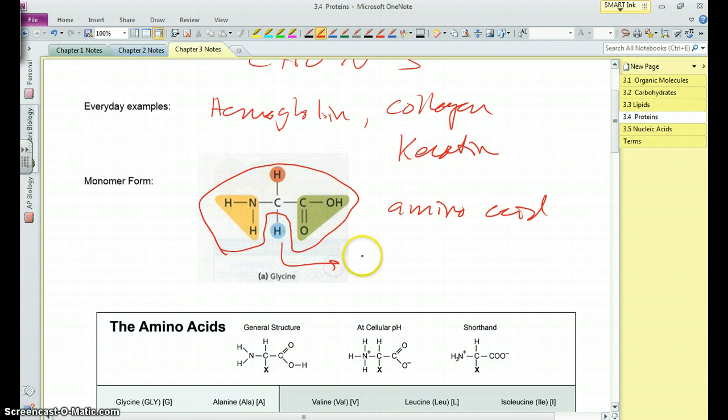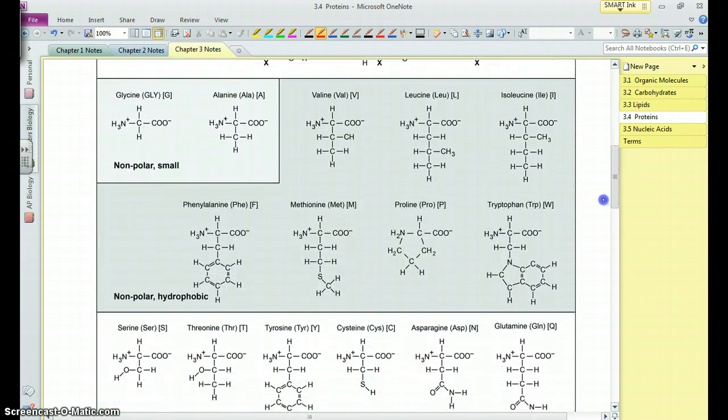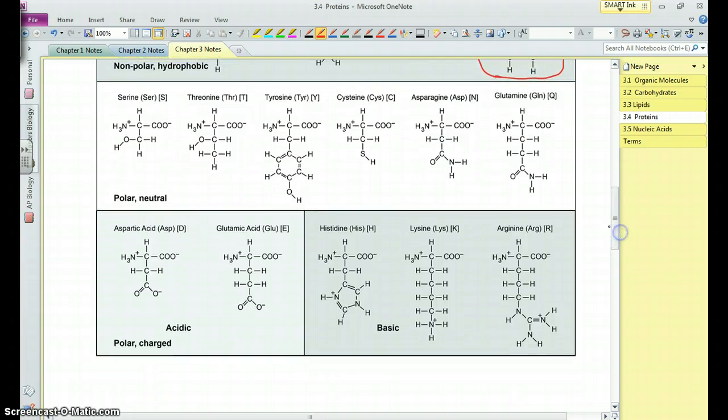And down here you have what's called the R group, or sometimes known as the variable group, because when we look at our 20 amino acids, we see that here's glycine, here's the amine group, carboxyl group, the other hydrogen, here's our variable group, it's just a simple hydrogen. Alanine, there's our variable group. Valine, there's our variable group. You can see some of them, tryptophan, get quite complicated with these double rings and such.